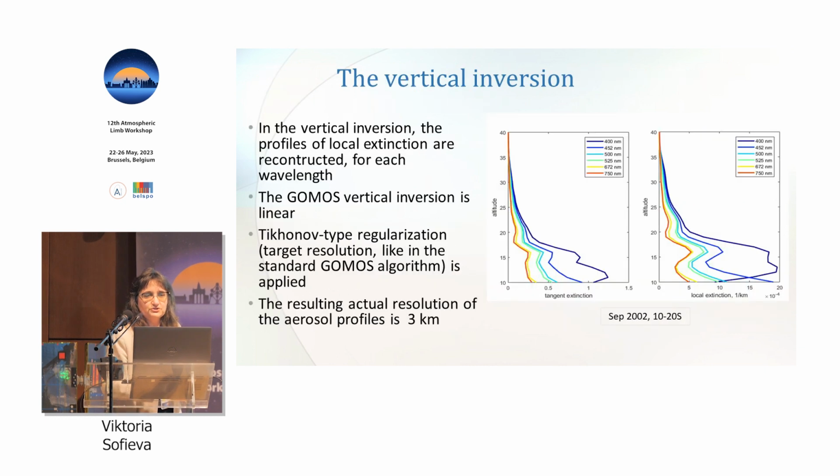The vertical inversion is performed in the same way as in GOMOS version 6. Vertical inversion is linear, very simple, and it is regularized by Tikhonov type regularization. The actual resulting resolution of the retrieved aerosol profiles is around 3 kilometers.